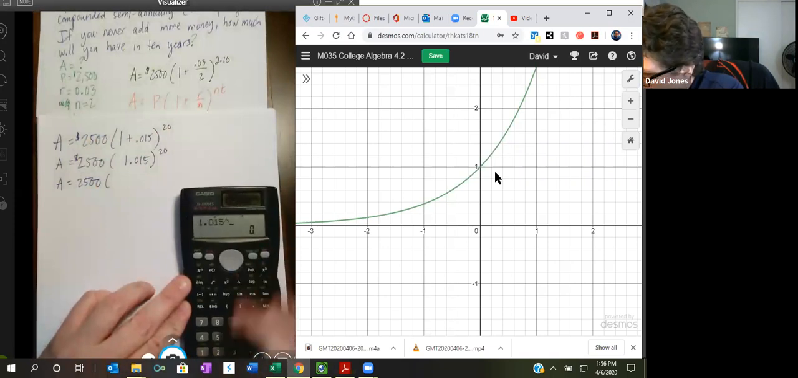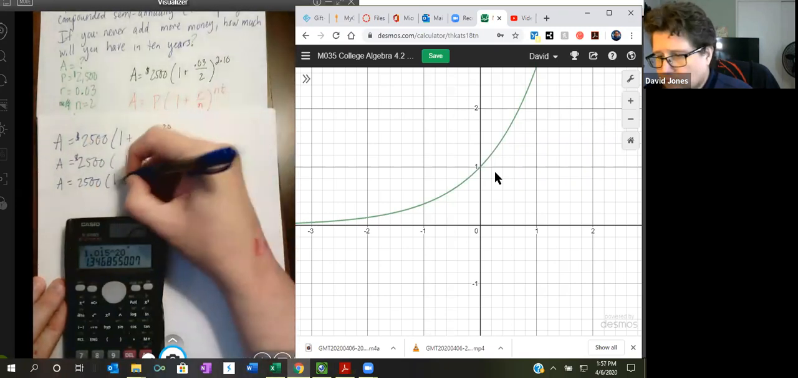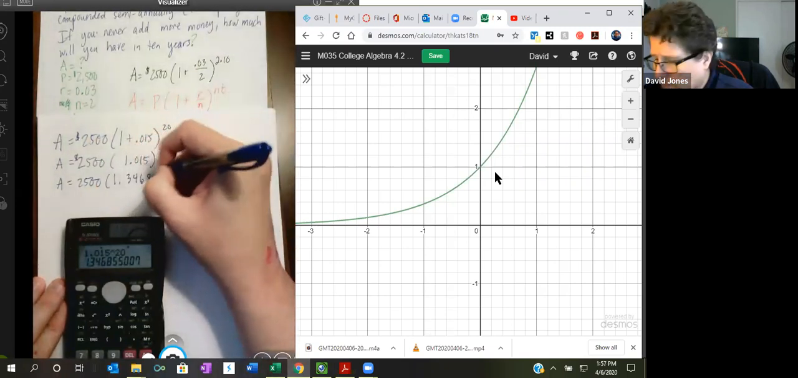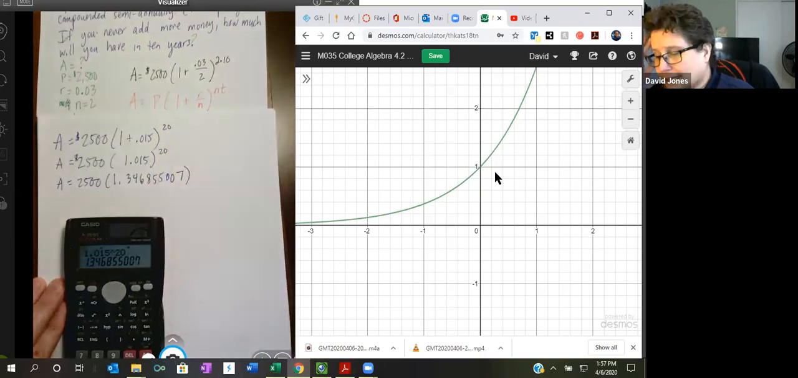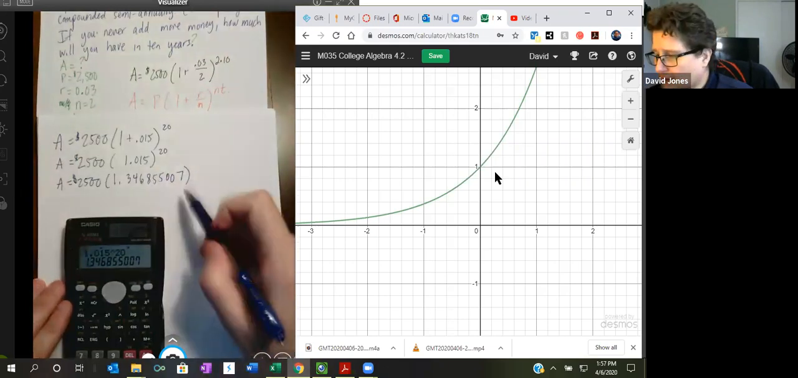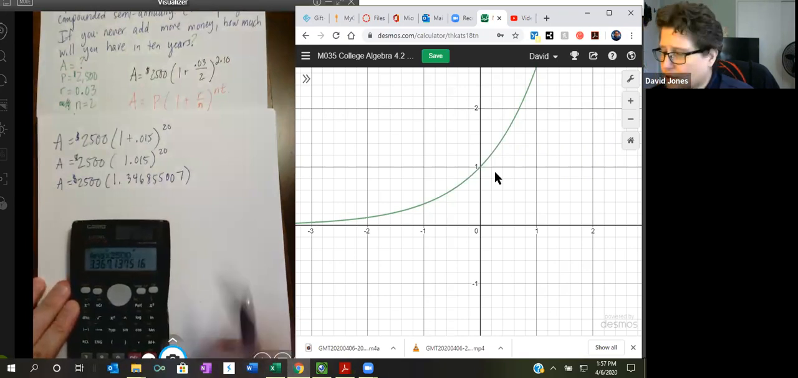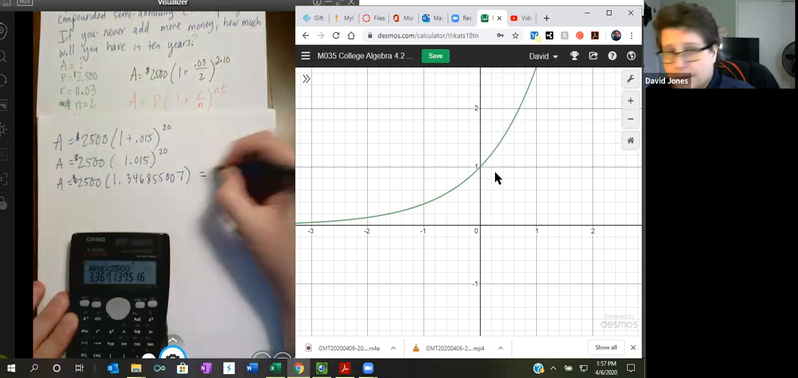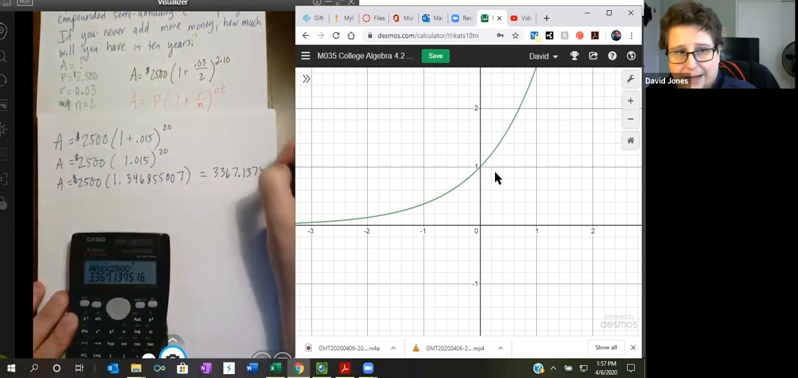1.015 raised to the 20th power. Now this is what I would do if I was showing my work for an exam. But I'm not going to round this at all. I'm going to take the answer and multiply it by 2,500. So there's no rounding whatsoever. 3367.137516.